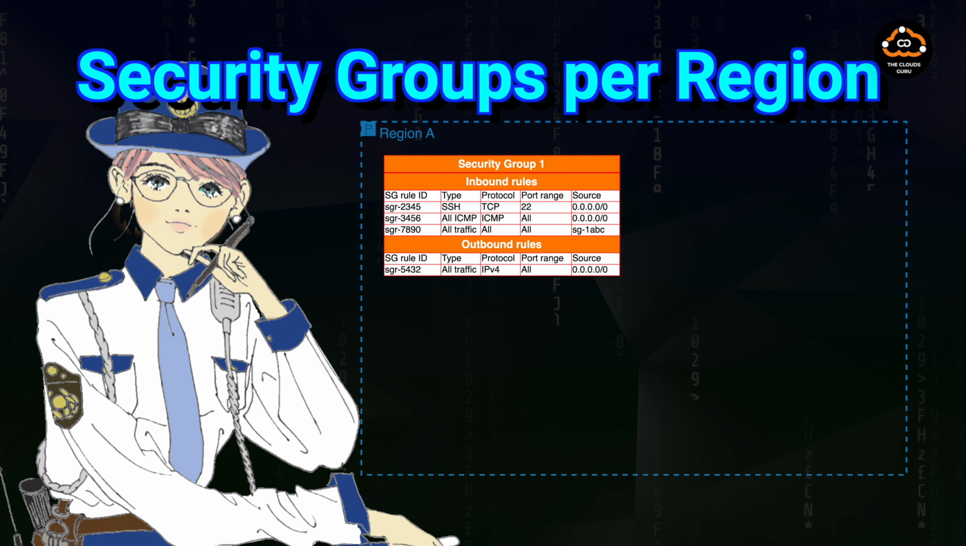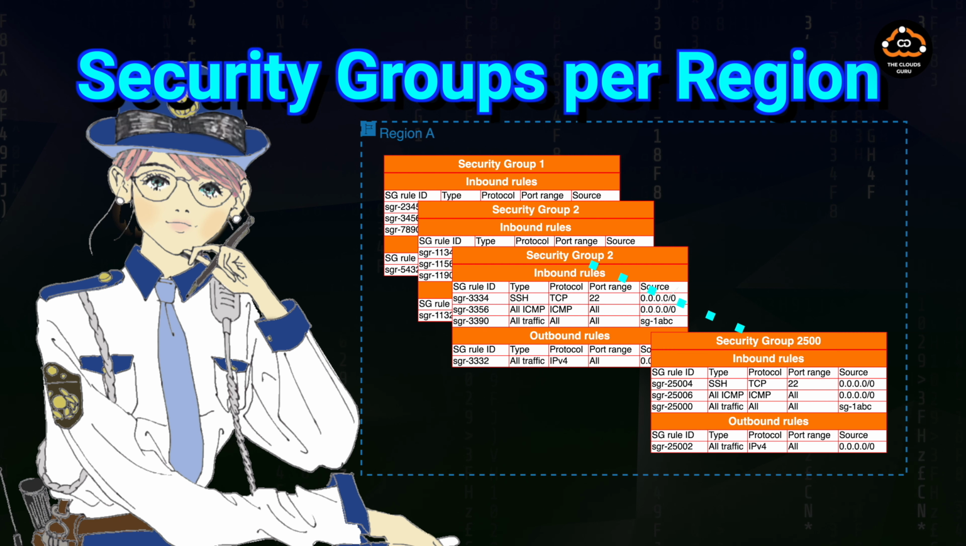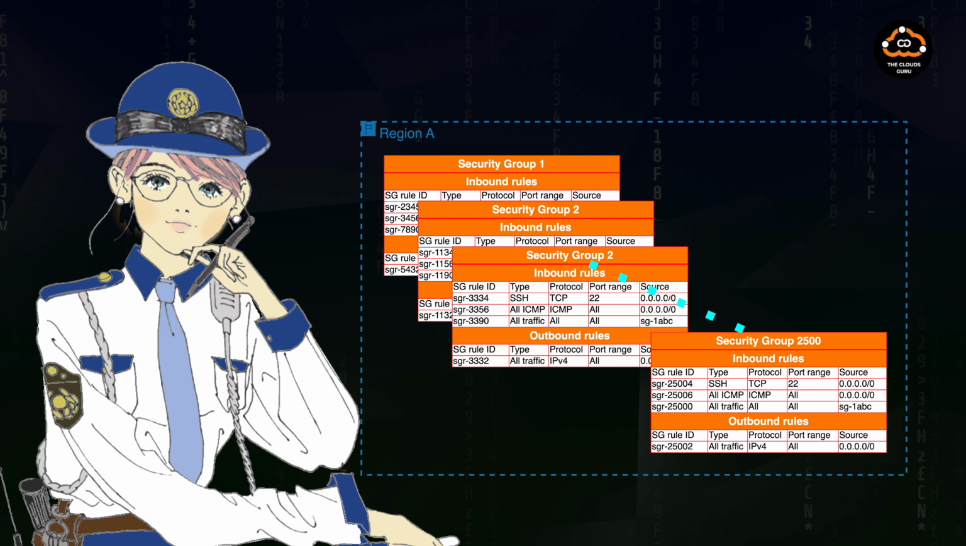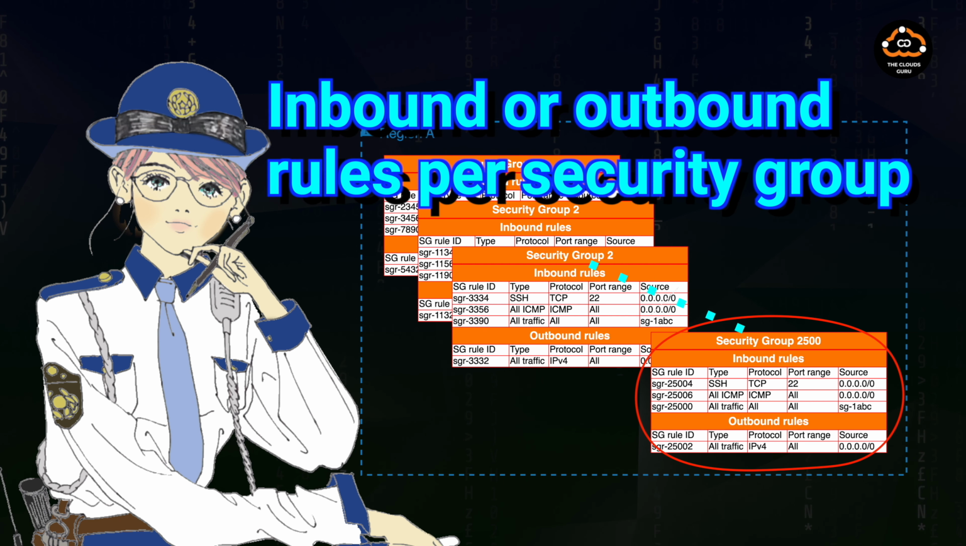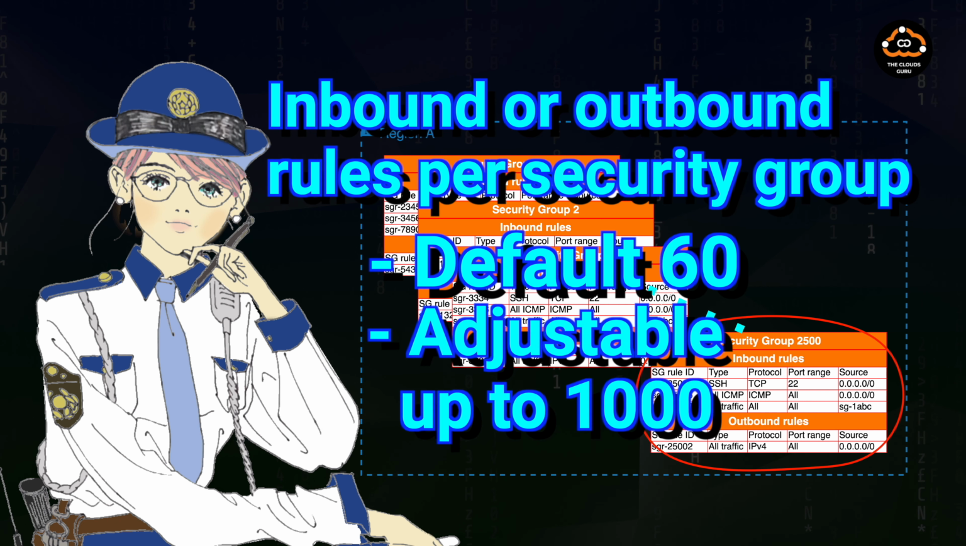VPC security groups per region. By default, you get 2,500, but don't be disheartened, this is adjustable to suit your needs. Inbound or outbound rules per security group. Initially set at 60, this too can be adjusted, soaring up to a whopping 1,000.